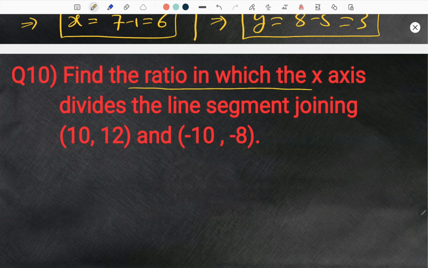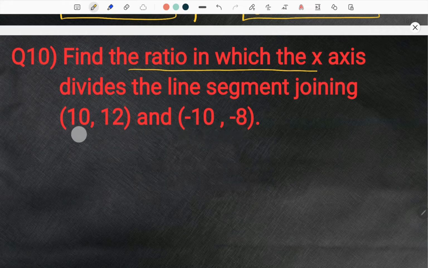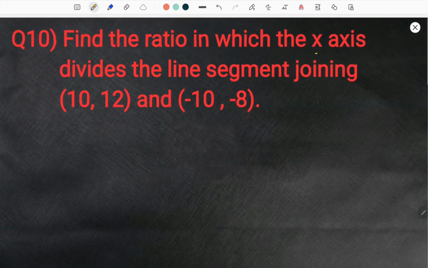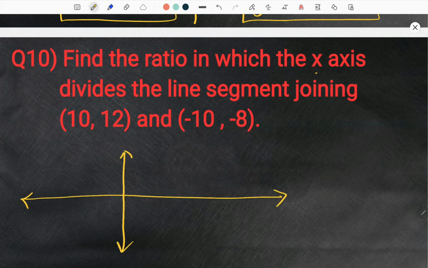We have to find out the ratio in which the x-axis is dividing this line segment. You have to understand the graphical representation of it. Without understanding the graphical representation also you can do it, there is no issue in that. But if you understand graphically, then it becomes quite useful for you, or you may understand it in a better way. So this is the graph that we have.